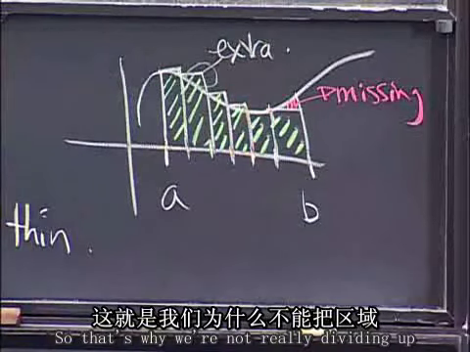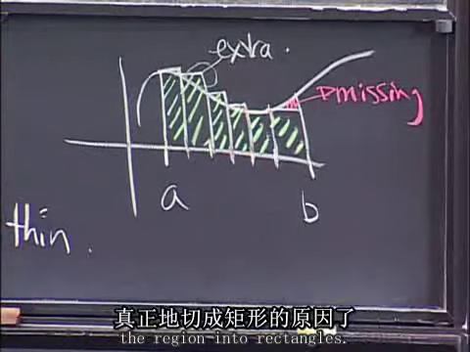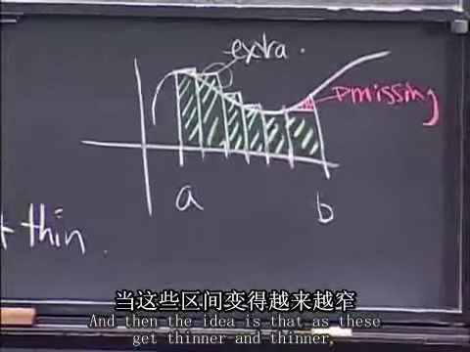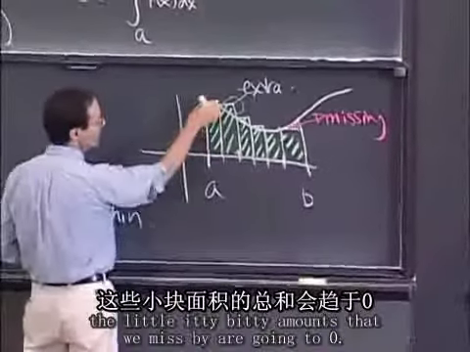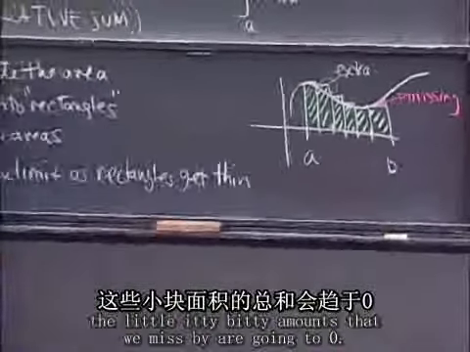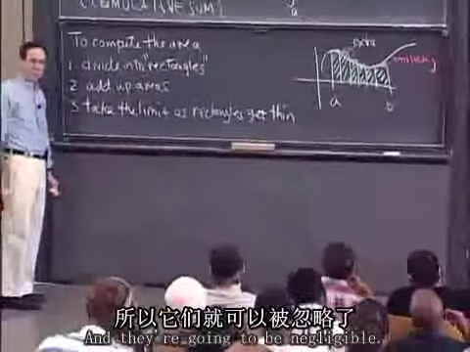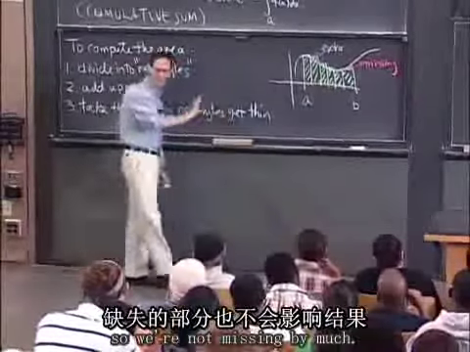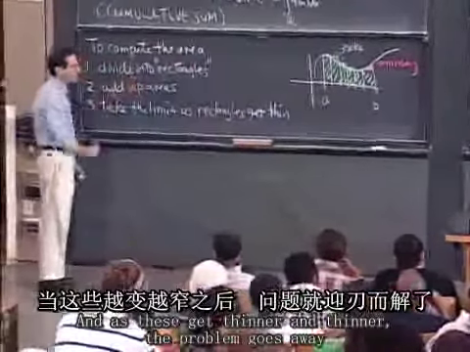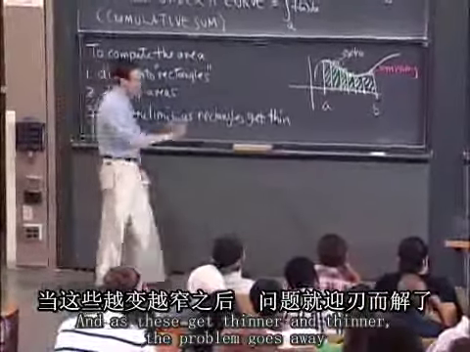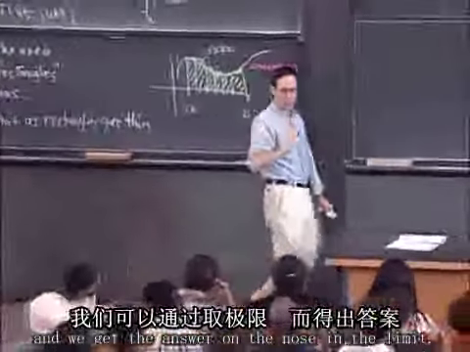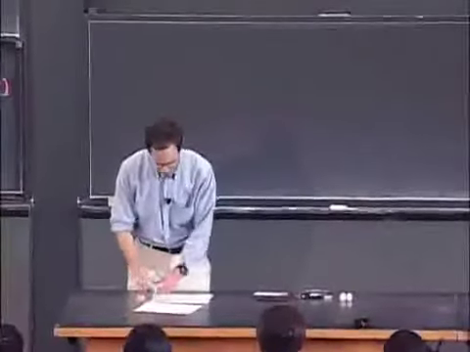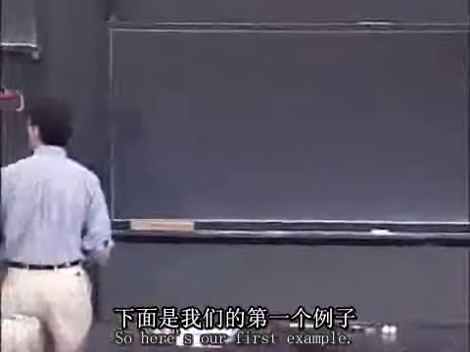All right, so that's why we're not really dividing up the region into rectangles. We're just taking rectangles. And then the idea is that as these get thinner and thinner, the little itty-bitty amounts that we missed by are going to zero, and they're going to be negligible. Already you can see it's kind of a thin piece of area, so we're not missing by much. And as these get thinner and thinner, the problem goes away, and we get the answer on the nose in the limit. All right, so here's our first example.